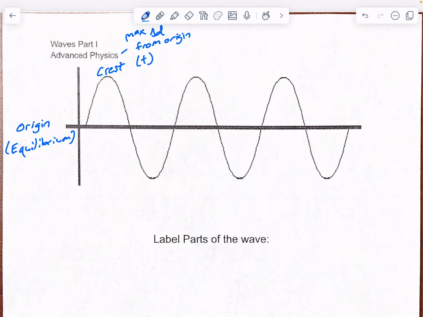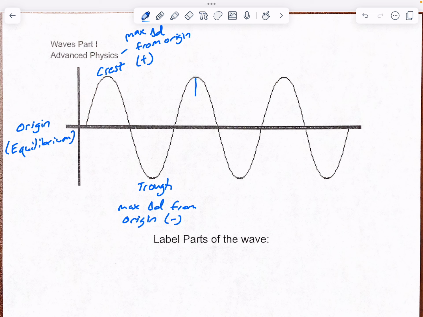Then you have the bottom part of a wave that's called a trough. Always remember a trough, because if you look on a farm, a trough looks like this, basically half of a cylinder that you dump food into. So that's why I remember that, however you need to. The trough is just a max displacement from the origin in the negative direction. So that's a crest and a trough.